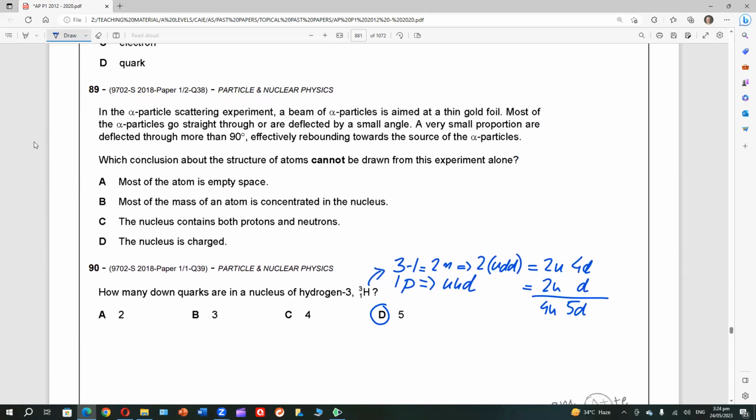In the alpha particle scattering experiment, a beam of alpha particles is aimed at a thin gold foil. Most of the alpha particles go straight through or are deflected by a small angle. A very small proportion are deflected through more than 90 degrees, effectively rebounding towards the source of the alpha particles. Which conclusion about the structure of atoms cannot be drawn from this experiment alone? Most of the atom is empty space.